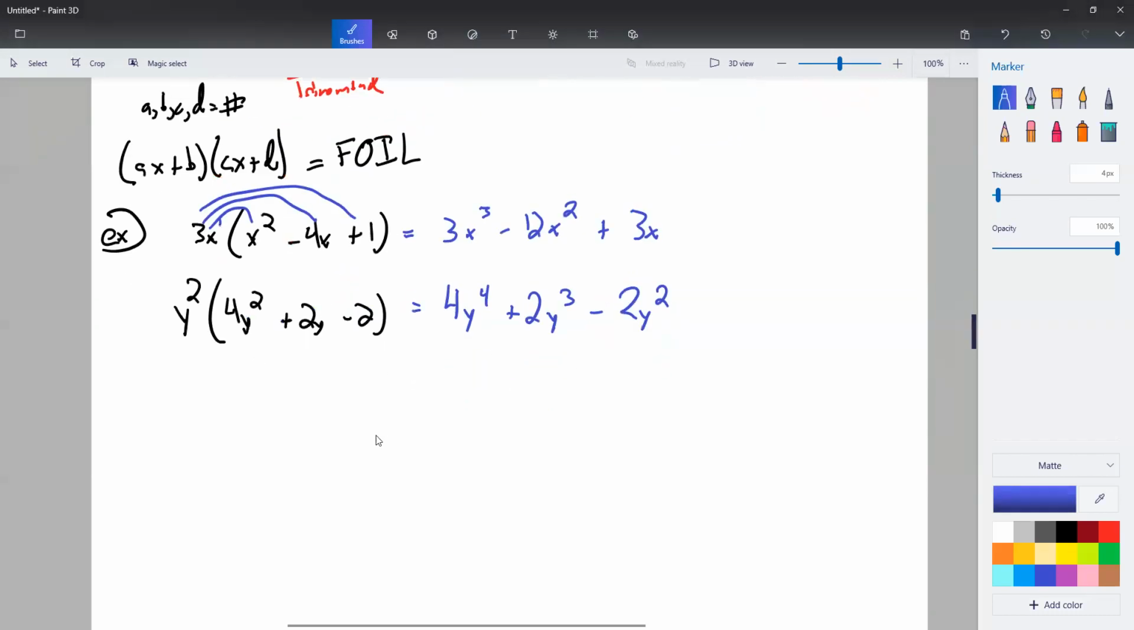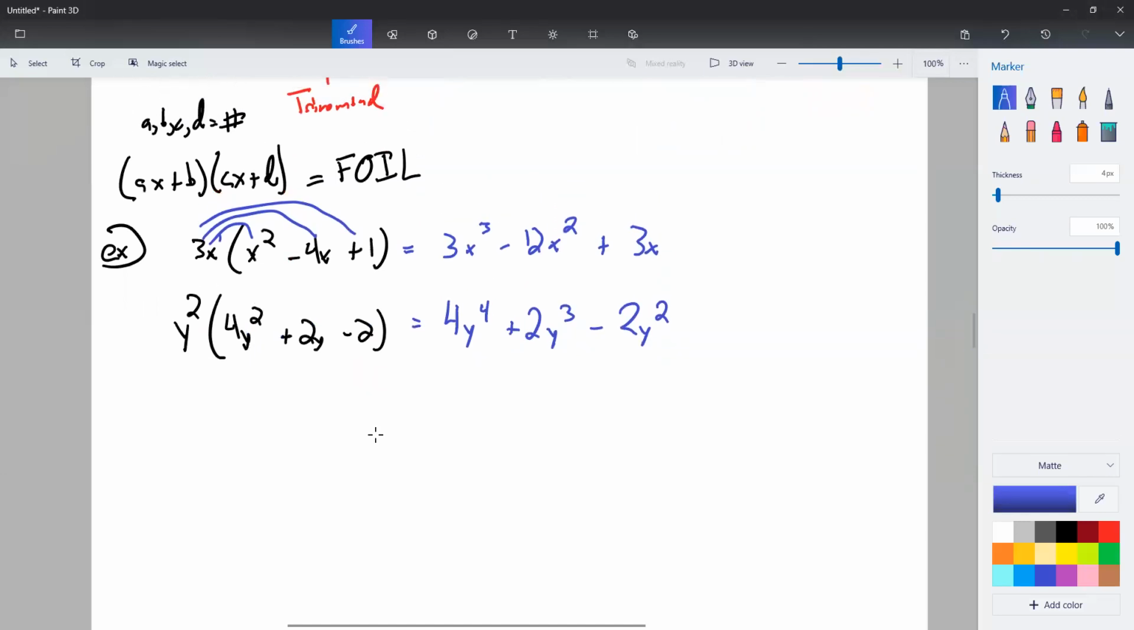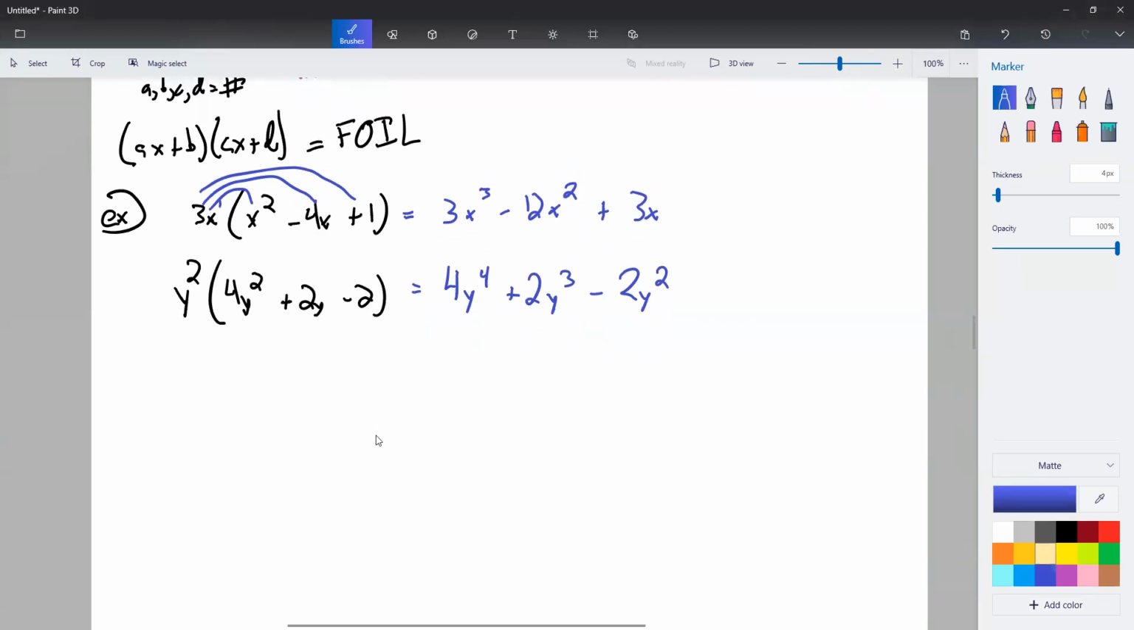All right, so those are relatively straightforward, but just in case you hadn't seen it without the foiling, here's how you take just a single term times a polynomial. You just basically spread it out, you distribute it across the other quantity. So let's level up a little bit and let's try some foiling.